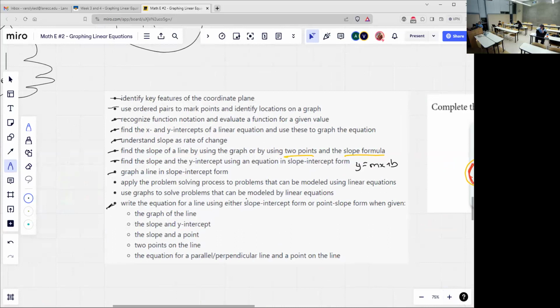Then, write the equation. I'm skipping these two. Write the equation of the line in either slope-intercept form, y equals mx plus b, or point-slope form, that's y minus y1 equals m times x minus x1, by looking at the graph, by looking at the slope and the y-intercept, by being given a slope and a point, by having 2 points on the line. This one we're saving for last. If we don't get to it because it was a snow week, that's a great thing to skip.